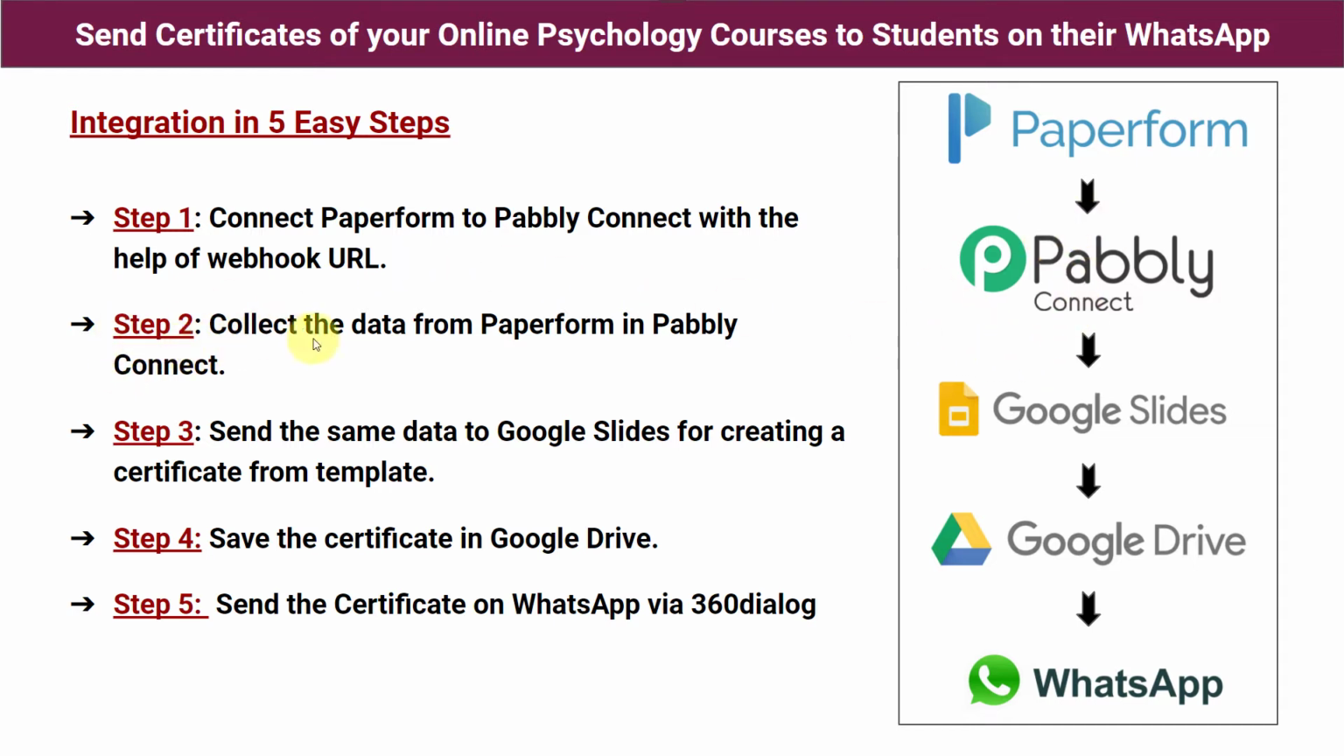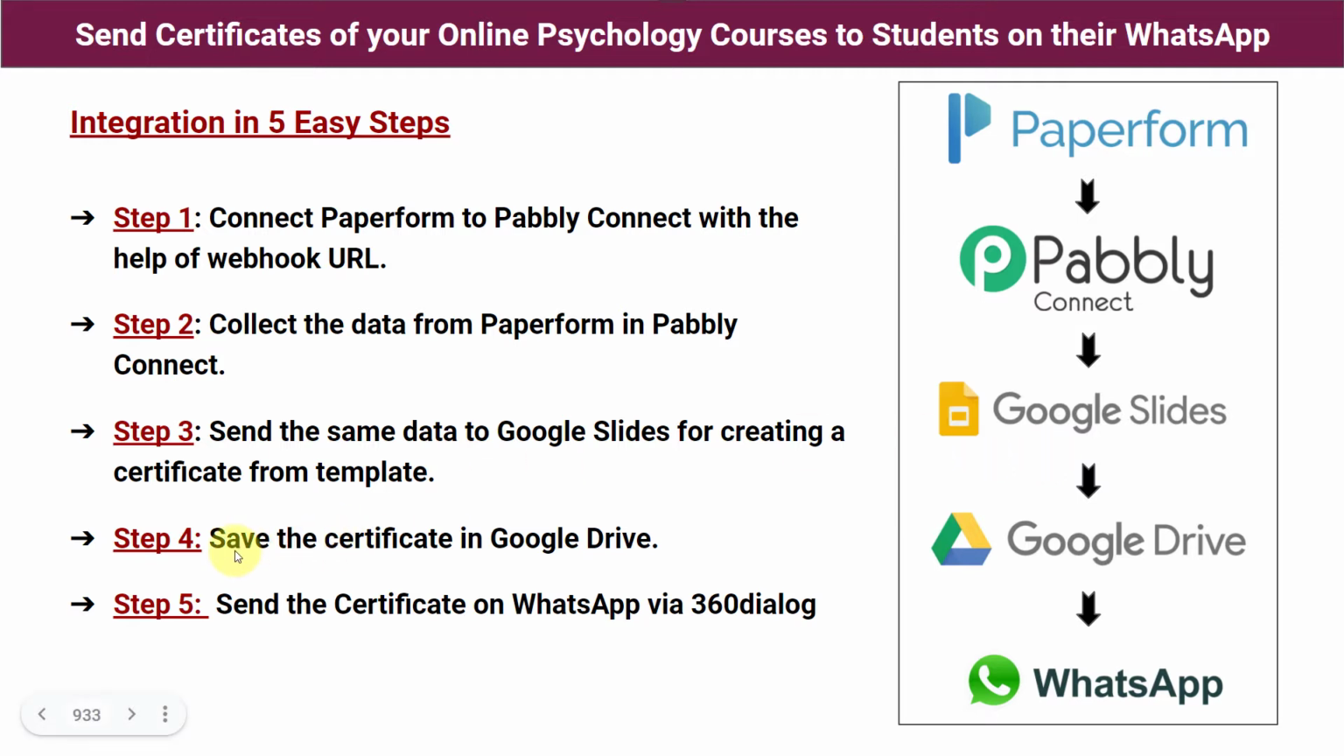Step 2 is collect the data from paper form in Pabbly Connect. So in second step, we'll bring the data from paper form by making another form submission to here in Pabbly Connect. And step 3 is send the same data to Google Slides for creating a certificate from template. So in the third step, we are going to create a certificate according to the data we have received in Pabbly Connect with the help of Google Slides.